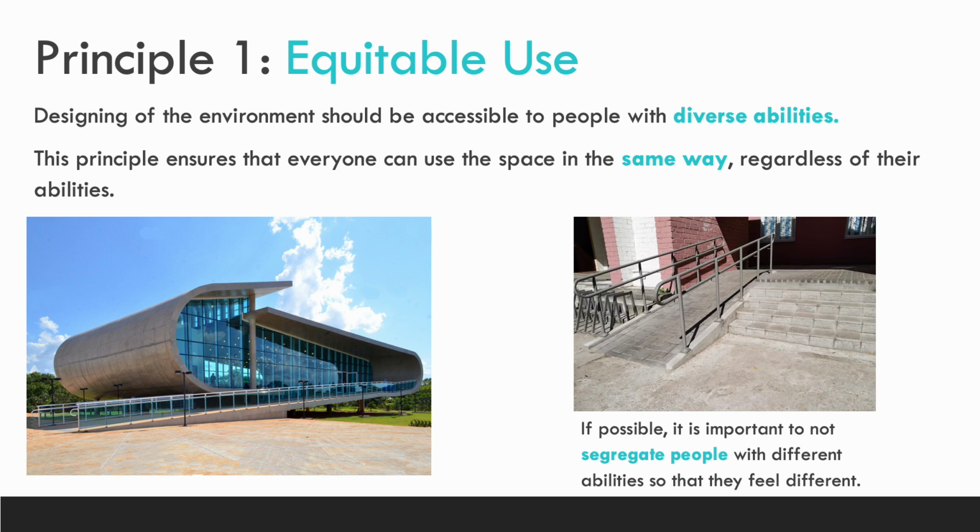But the main point is that if it is possible, it is really important to not segregate people with different abilities so that they may feel different. For example, if the sidewalk allows you to have the ramp entrance instead of having a ramp beside the steps, it's better to have only the ramp to not segregate people who are using a wheelchair from other people. In this way, all people use it equally, which is equitable use.